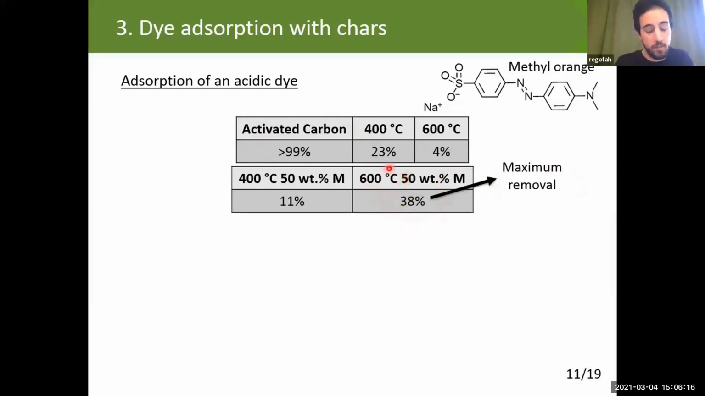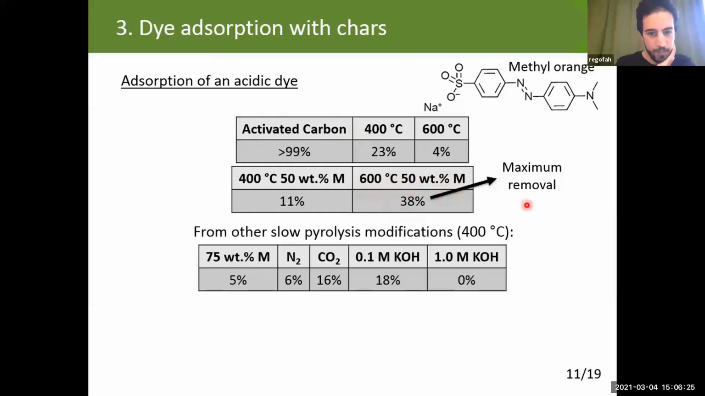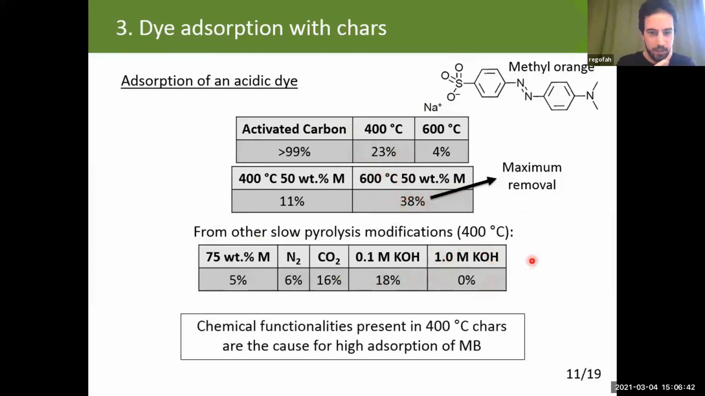But this was achieved at the highest temperature tested, which is interesting, and that's one of the elevated feedstock moisture content experiments. So that's interesting. And from the other chars as well, I didn't get any improvements from the 23%. That was the maximum for 400. I even got no dye removed for this char. And again, this was the maximum achieved. So this is suggesting that it's the chemical functions present in the lower temperature chars that are causing the high absorption of the methylene blue.